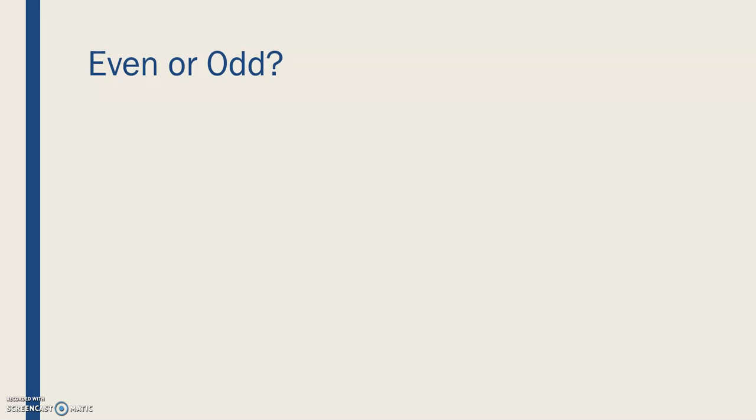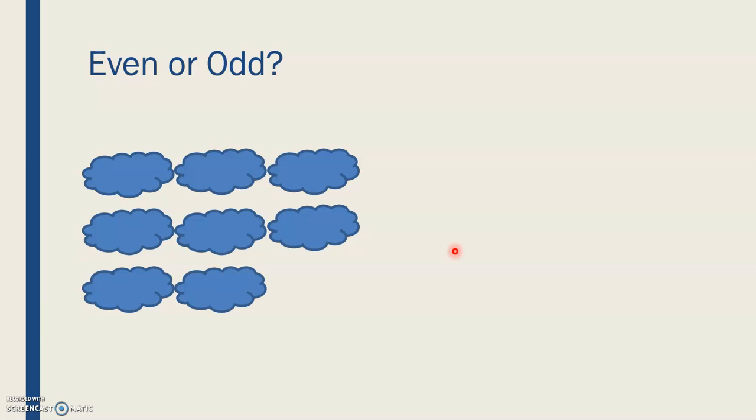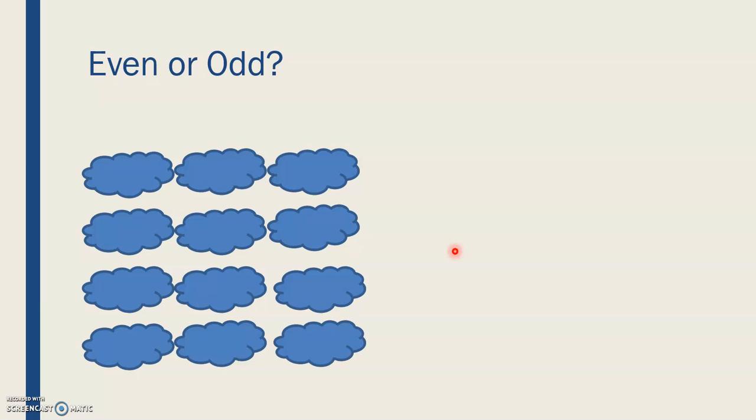Again, we're going to decide is the number of objects we're given even or odd. So we're going to start by counting. 1, 2, 3, 4, 5, 6, 7, 8, 9, 10, 11, 12. So we have 12 objects. So we have to decide is this even or odd.